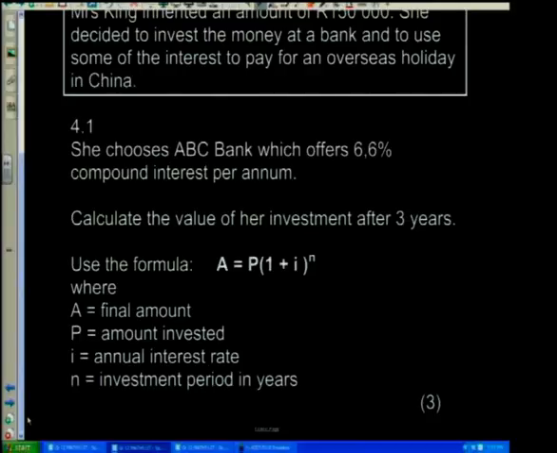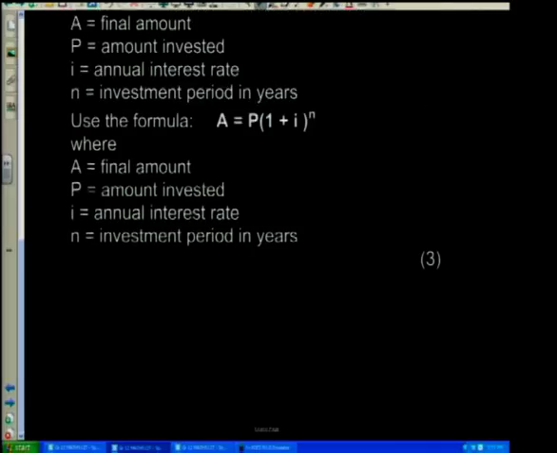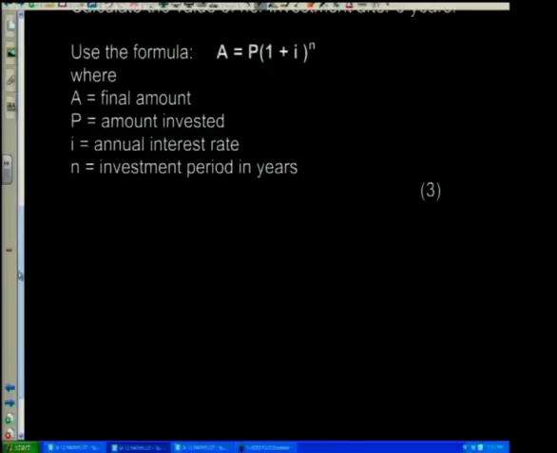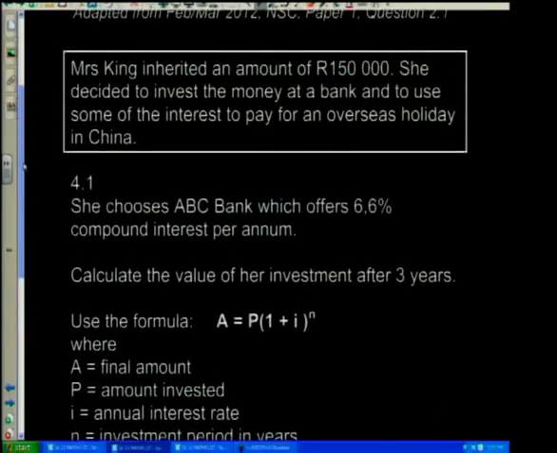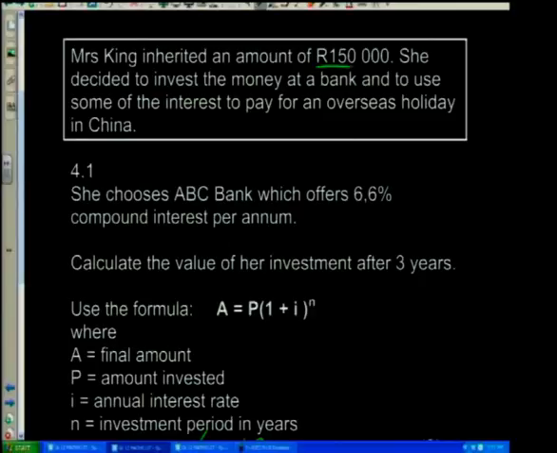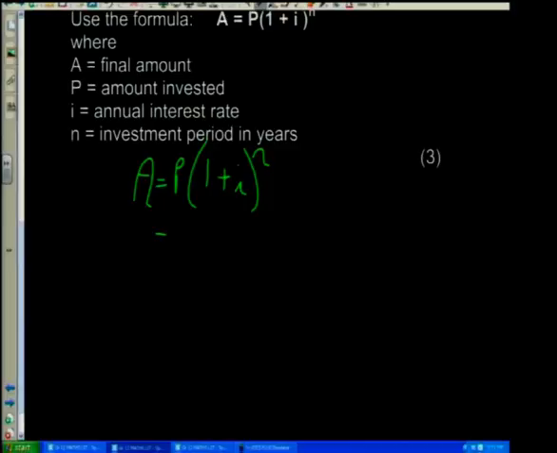Okay, so our formula, straightforward. And there's nothing hard about this question. A is equal to P, bracket, 1 plus i, all to the power of n. We're told A is the final amount, and that's what we're trying to calculate. P is the amount invested. Now, how much is she actually investing, right? She's investing 150,000 Rand. So we've got 150,000 Rand.